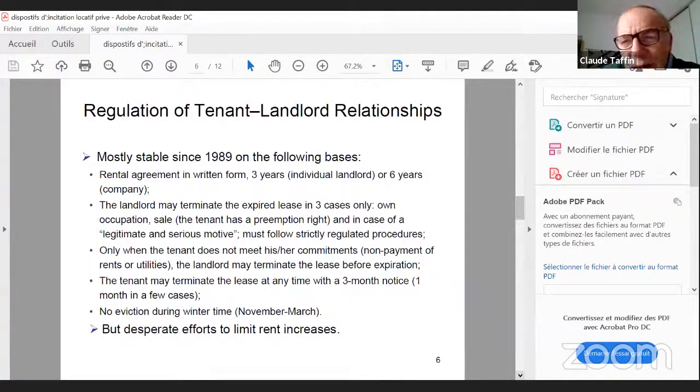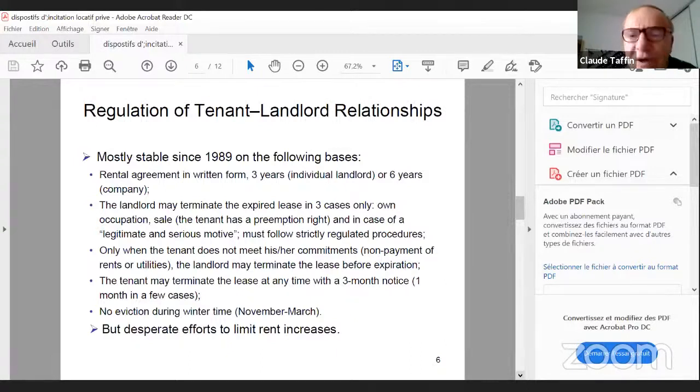This is less in balance than it had been in the past, but it's still in favor of tenants. And on top of that, when there is a case, the justice most often is in favor of the tenant because the tenant is supposed to be the poor while the landlord is supposed to be the rich. It is caricatural, but of course this is what happens many times.